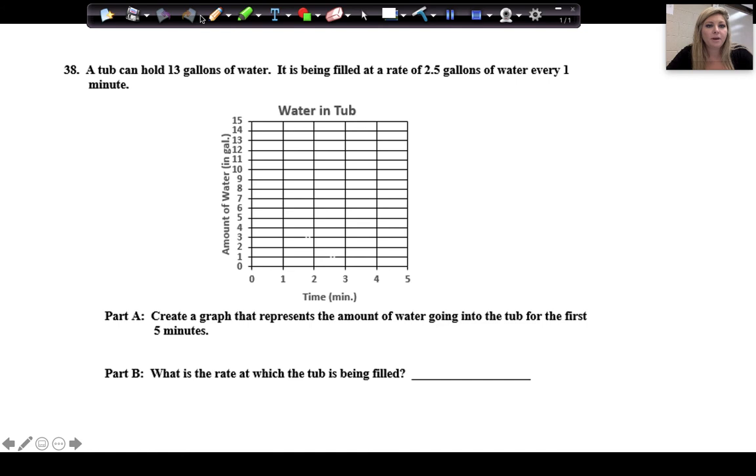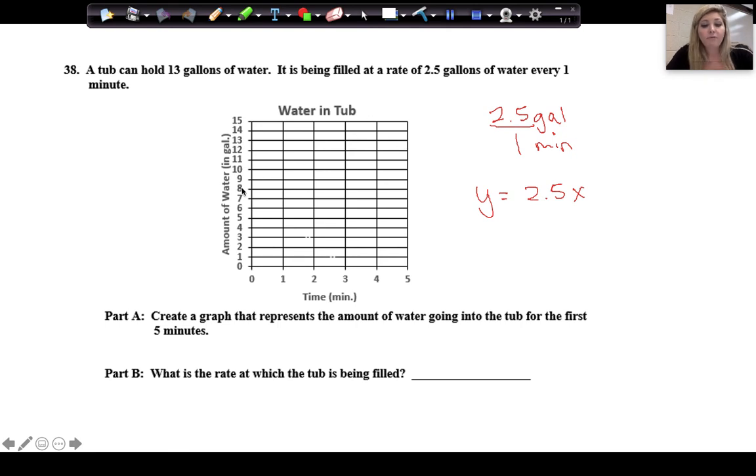Okay, a tub can hold 13 gallons of water. It is being filled at a rate of 2.5 gallons of water every 1 minute. So 2.5 gallons for 1 minute. Okay, so that is our equation here. All right, and it can hold 13 gallons of water. Okay, so we were trying to get to gallons.